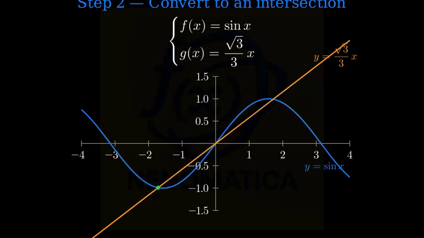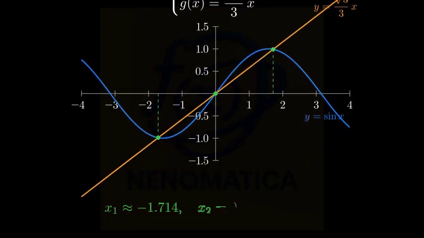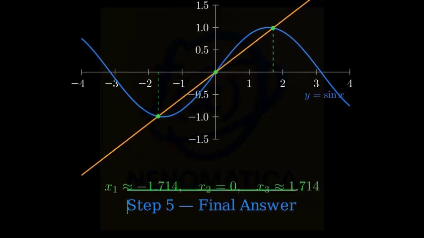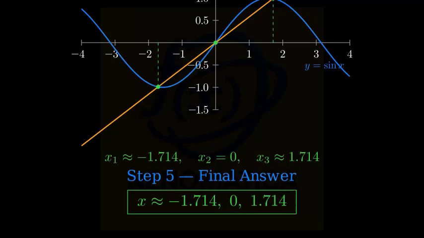There are 3 solutions, one negative, one at 0, and one positive. Numerically, the negative solution is approximately minus 1.714, the middle is 0, and the positive solution is approximately 1.714. Step 5. State the solution set clearly. The equation square root of 3 times x minus 3 sine x equals 0 has solutions at x approximately equal to the negative 1.712, x equals 0, and positive 1.712. These came from the intersections of the two graphs.